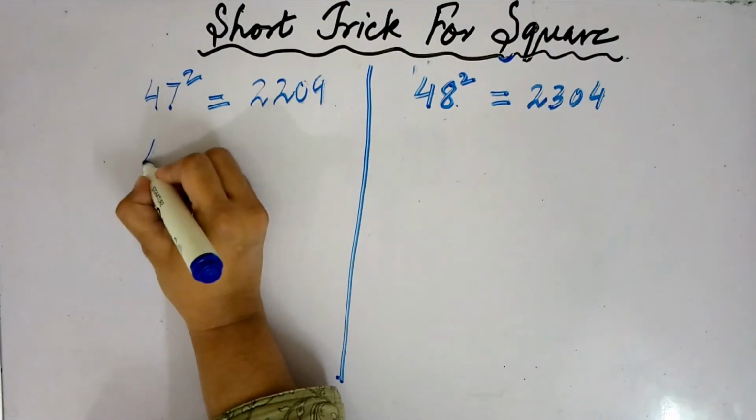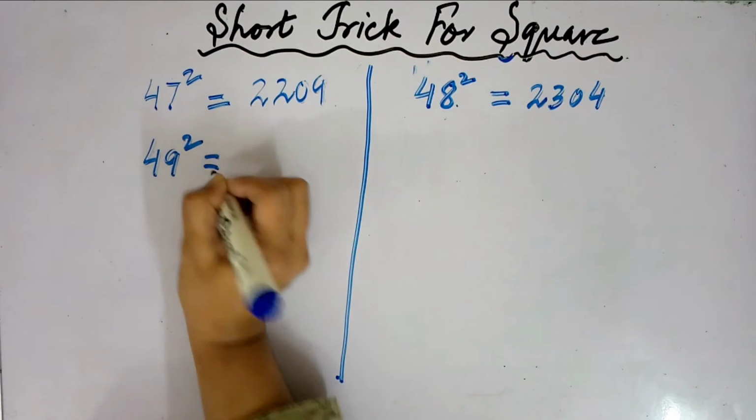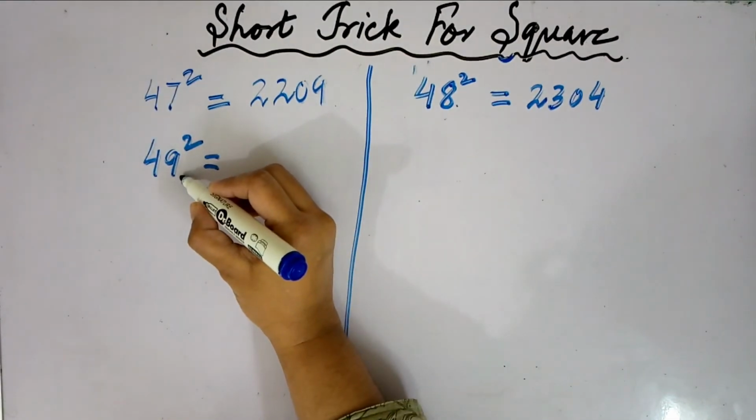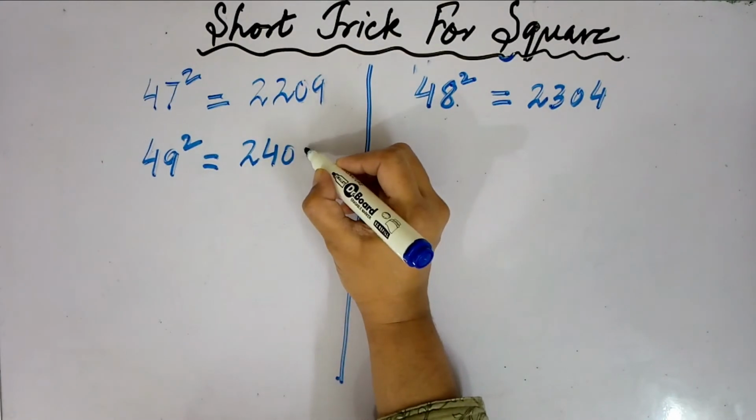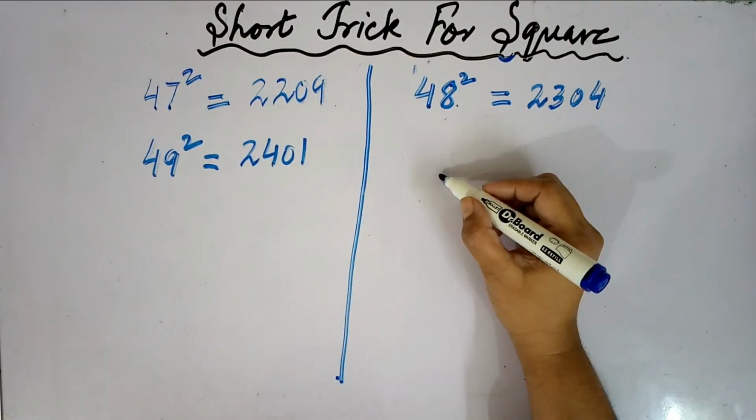Now I am taking 49 square, and this is 1 less than 50. So we will subtract 1 from 25. That would be 24, and the square of 1 would be 1. That would be 24 over 1.